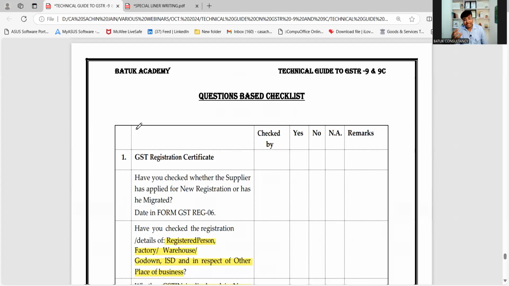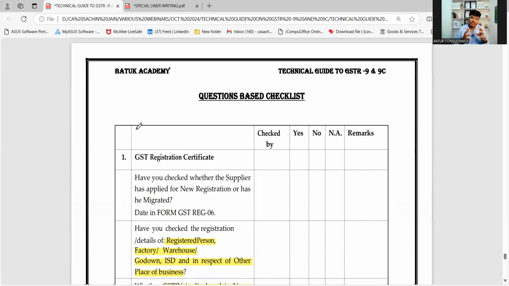So conclusively, we can say the part of GSTR-9 is important. If you have filed the GSTR-9 in a correct manner, in such a situation, the GSTR-9C will be very easily prepared. That is the point we need to keep in our mind.